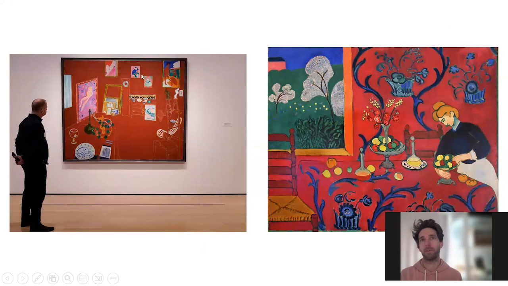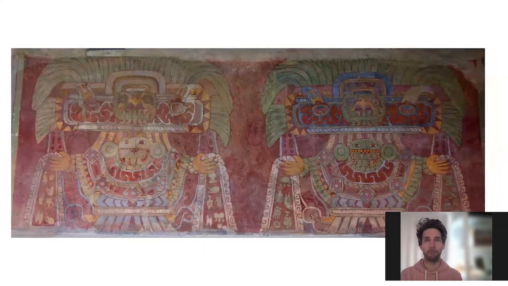Here's another example by Matisse of a red field. It's not giving us much hope of knowing where we stand in a way, right? When the floor is the same color as the wall, when it's an intense red, it's kind of dismantling the space. And here's Teotihuacan again.